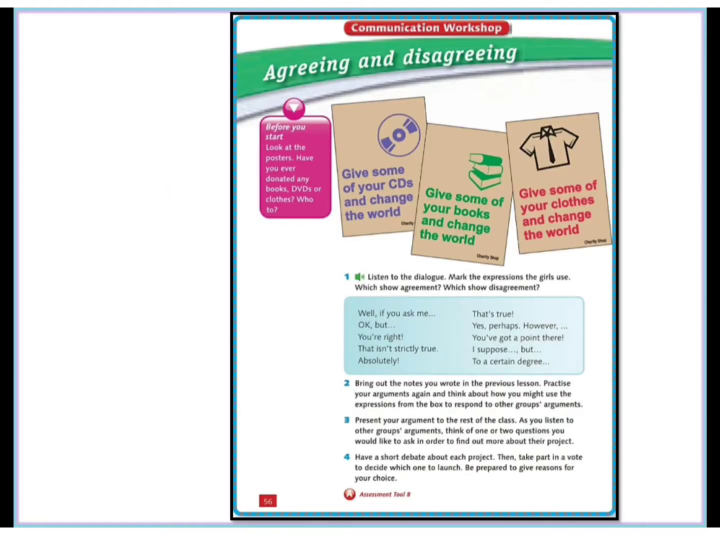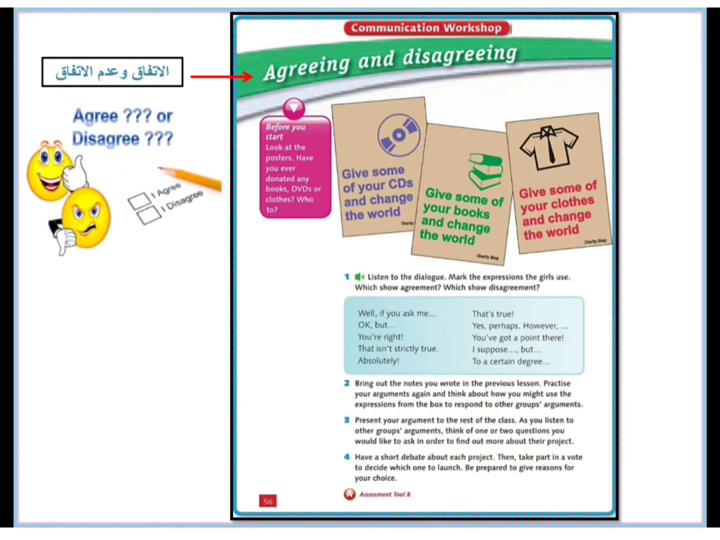طيب. Let's start with your book, page 56. Let's read the title together. Agreeing and disagreeing. Agreeing means الاتفاق, الموافقة, and disagreeing is the opposite. Opposite يعني عكسها. تمام؟ نلاحظ هون إنه حصلنا على المعنى العكس ل agreeing by adding the first three letters prefix. ضفنا مقطع اللي هو أول 3 أحرف this، فصار المعنى العكس agree disagree.